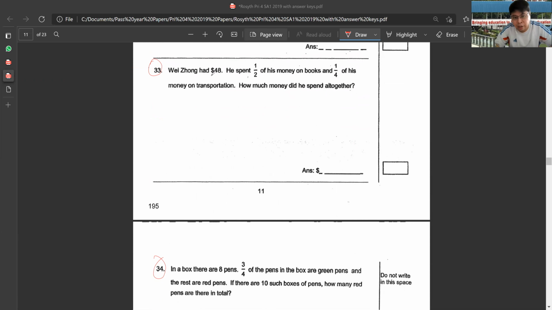Okay, Wei Zong had $48. He spent half his money on books, 1/4 of his money on transportation. How much money did he spend altogether? So what is the fraction of his money that he spent? What must you do to find the fraction of his money that he spent? 1/4 plus 1/2. Very good. Equals 6/8.